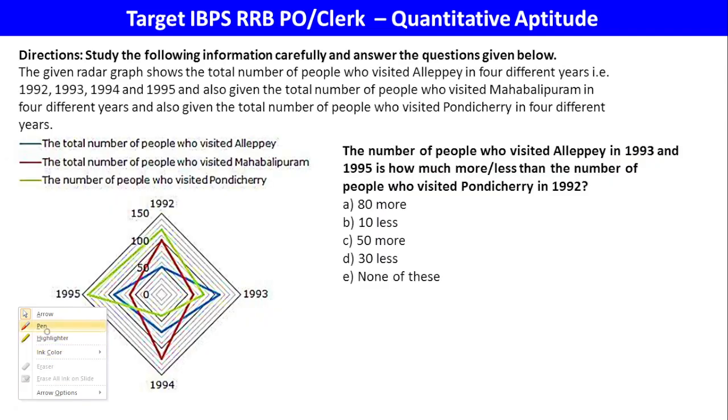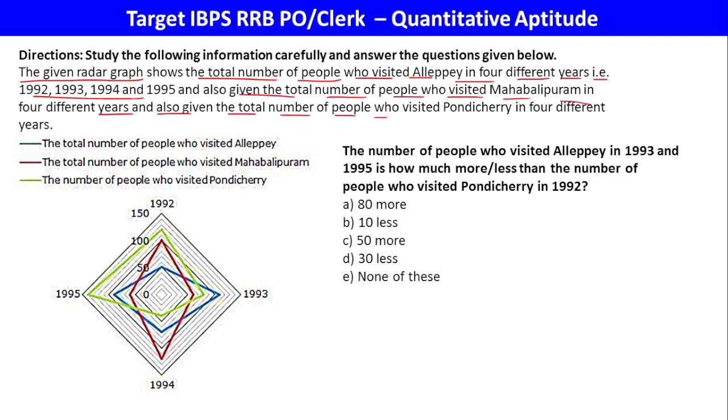Next set of questions. The given radar shows the total number of people who visited LFP in 4 different years, and also the total number of people who visited Mahabalipuram in 4 different years and Pondicherry in 4 different years. They are giving information about the visitors to Alappi, Mahabalipuram and Pondicherry.